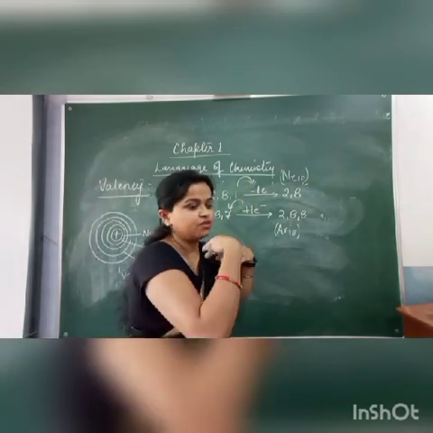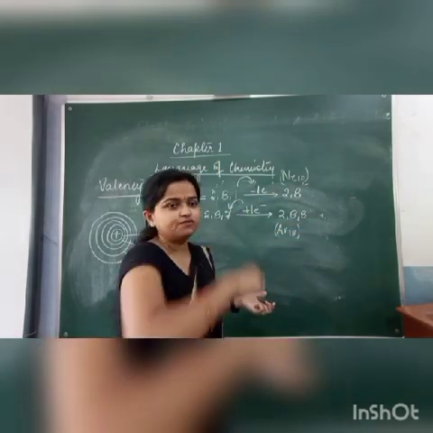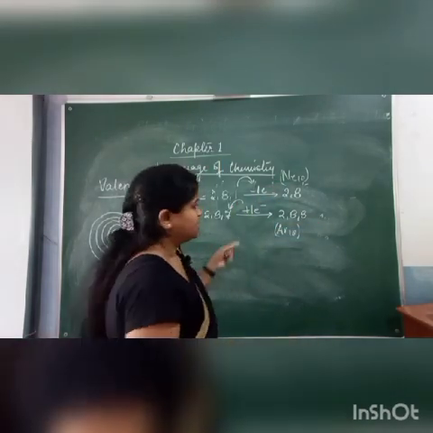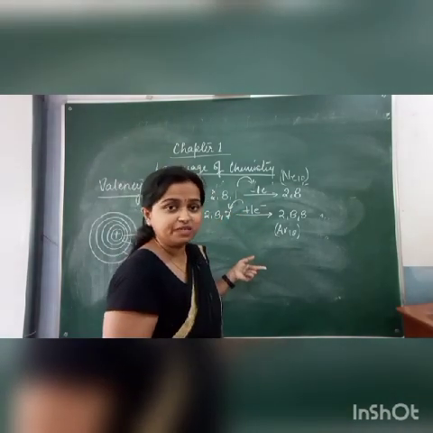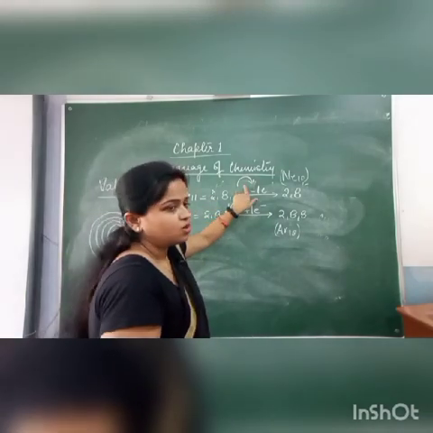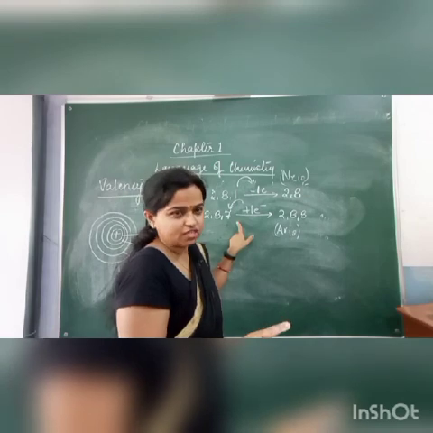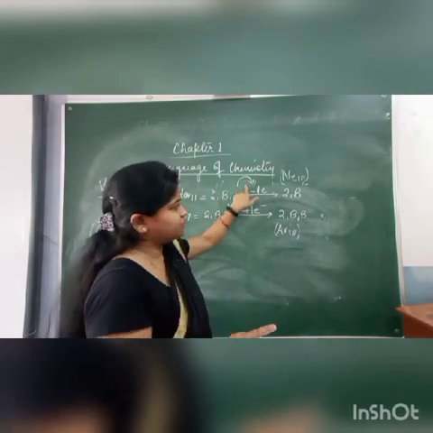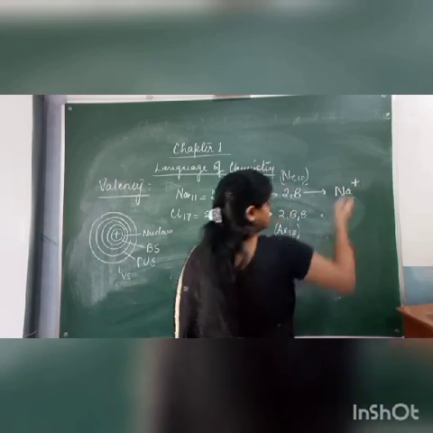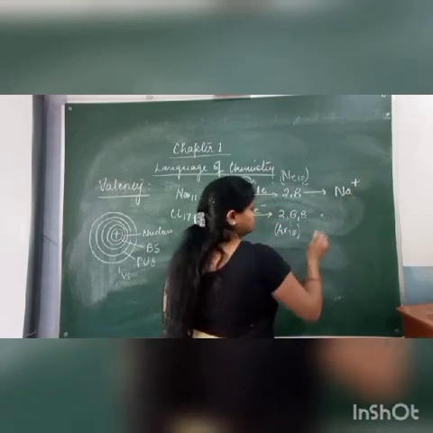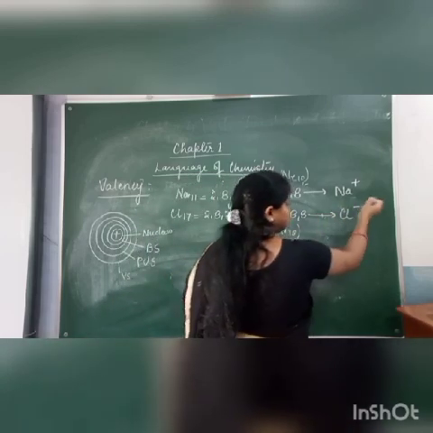If any element is donating electrons, that number will be the charge on that particular element. And if any element is accepting electrons, that will be the charge on the particular element. If it donates, it always has a positive charge. If it accepts, it always has a negative charge. So here sodium is donating 1, so sodium will have a positive charge. One electron donated gives one charge. Here chlorine is accepting, so chlorine will have a -1 charge.